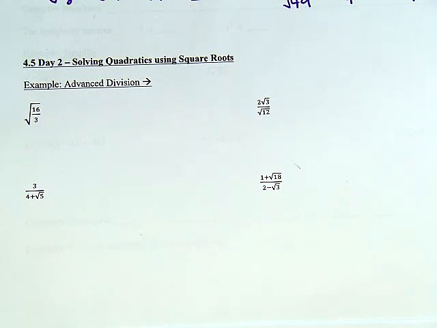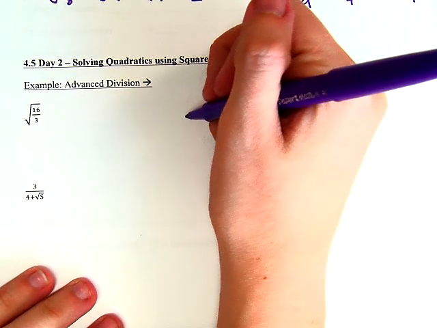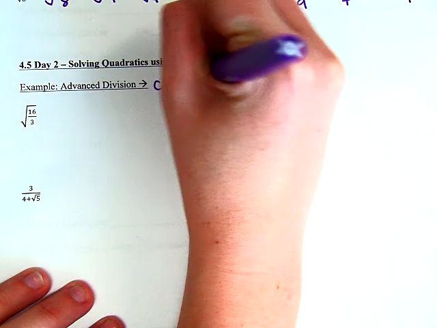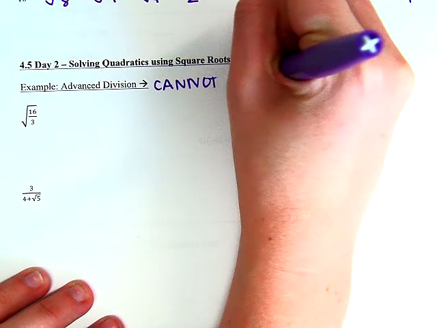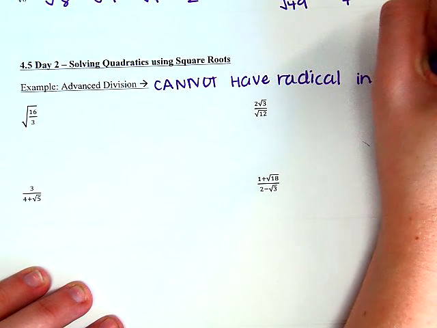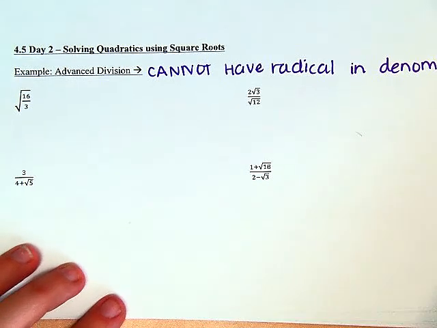Okay, we have 4.5, day 2, solving quadratics using square roots. Kind of similar to yesterday, except a little bit further today, advanced division. So you cannot have a radical in the denominator. It cannot be down there, so you have to rationalize.